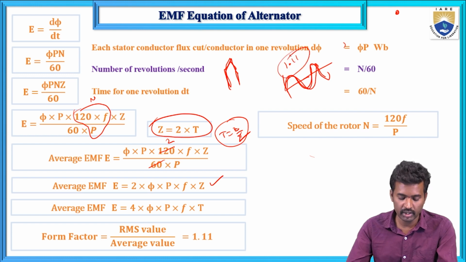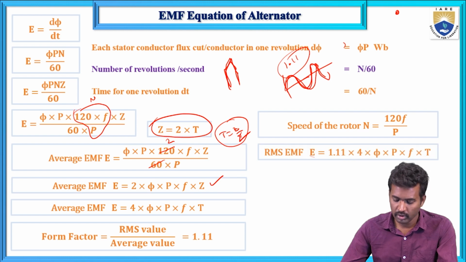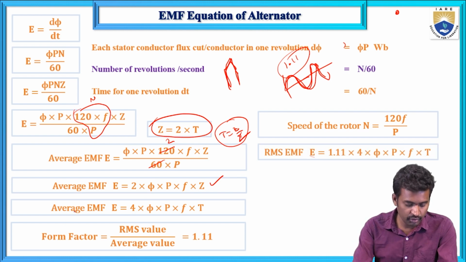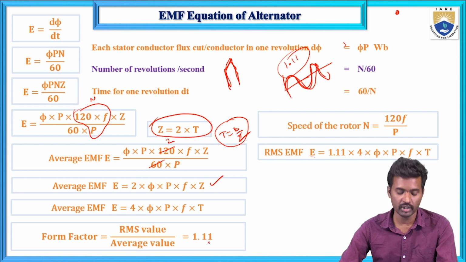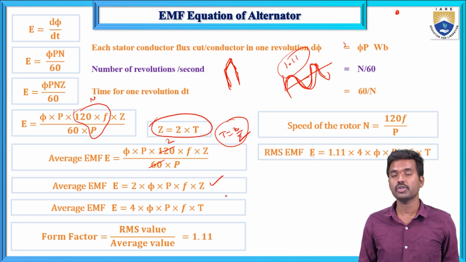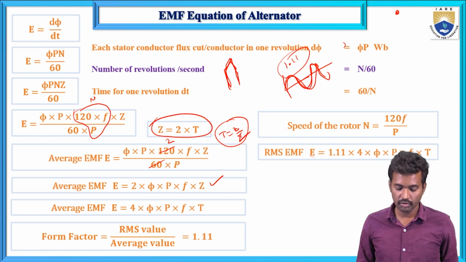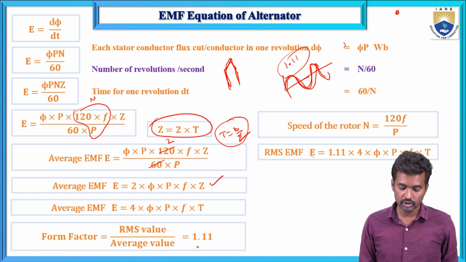So that I will explain in the next slide. Clearly I will explain, no problem. Now here this is the average value. If you convert it into the RMS value, then RMS equals 1.11 into our average value. This value changes from waveform to waveform, for square wave, triangular wave, sawtooth wave, and different types of waveforms. For sine wave this value is 1.11. This I will explain in the next slide.